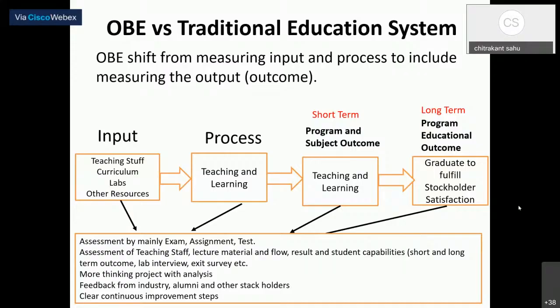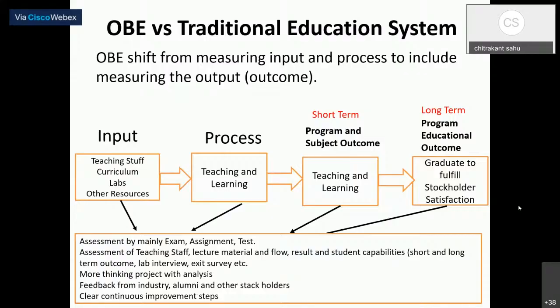So OBE shifts from measuring the input and process to include measuring the output or outcome. The short term goals are called the program and subject outcome, and that is involved in the teaching learning process, and the long term goals are called the program educational outcome. That program educational outcome means the graduate has to fulfill the stakeholder satisfaction, as we discussed in the first slide. What is the expectation from the stakeholders? That also needs to be measured.